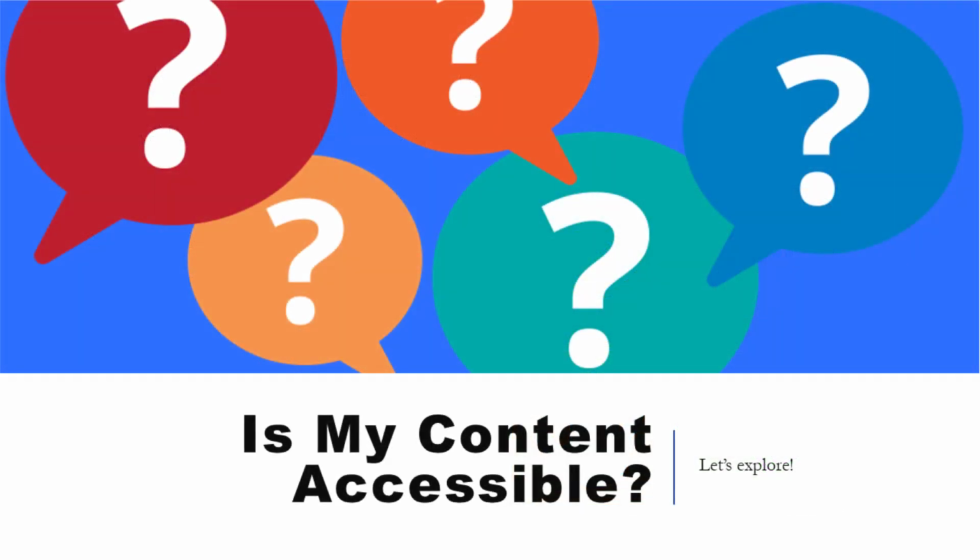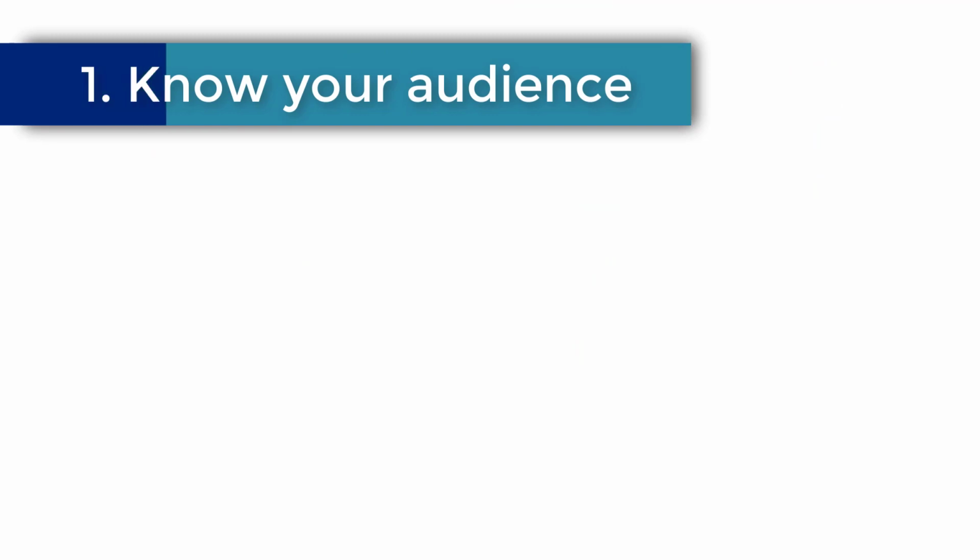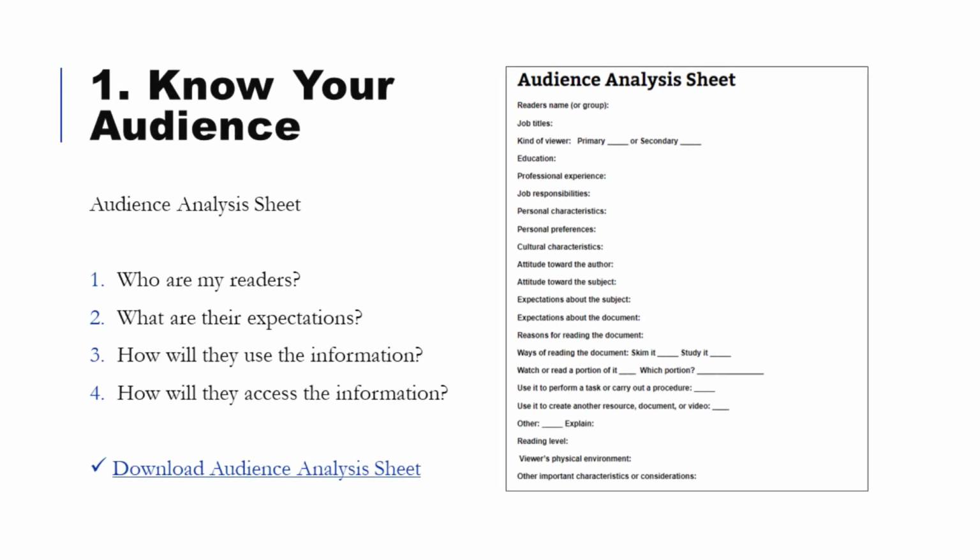Now you know what makes content accessible. Your next question is likely, is my content accessible? Let's explore the tools you can use to answer that very question. Number 1, know your audience. A great way to make sure your content is understandable is to write for your audience. To know how to write for them, you first need to know a little about them. This is where an audience analysis sheet comes in handy.